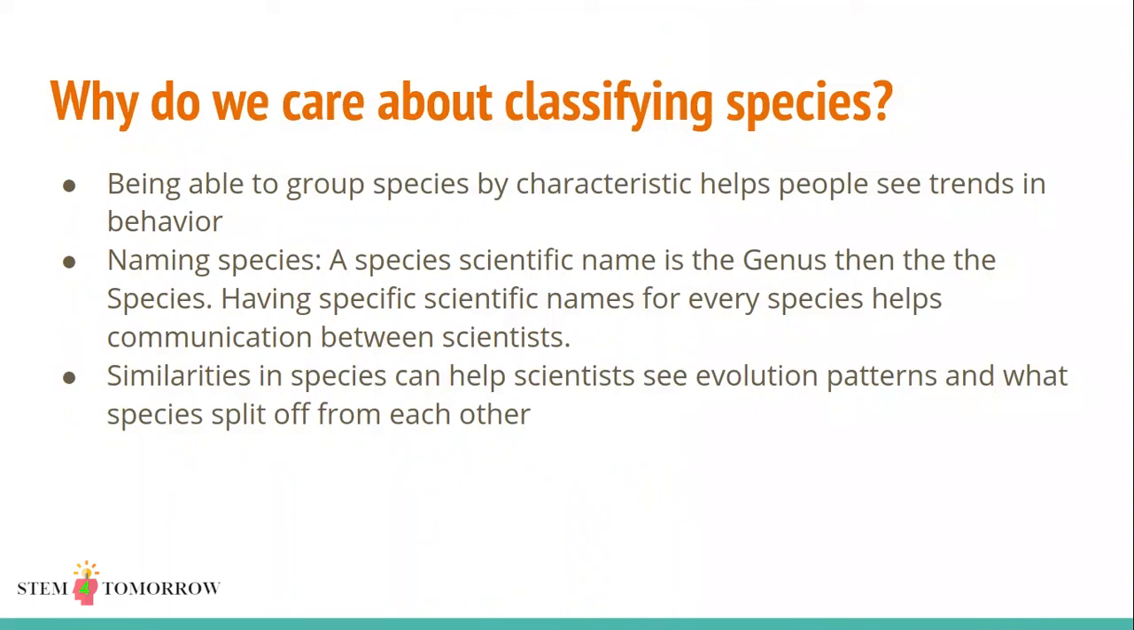Having specific scientific names for every species helps communication between scientists. Science is all about collaboration. There are scientists from all over the world collaborating, and if you don't know what species you're talking about, you're reaching a lot of problems. So each species has a specific scientific name that is completely different than anything else, and it's because of this naming system. Similarities in species can also help scientists see evolution patterns, and what species split off from each other. This can just help see evolution tracks.